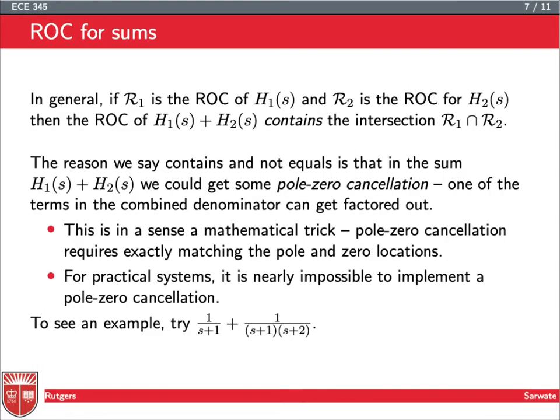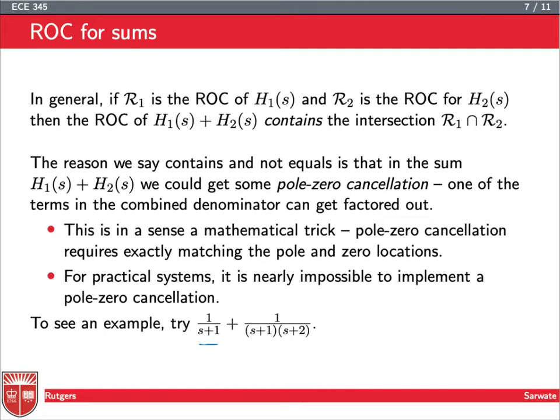In general, of course, if we have two Laplace transforms H1 and H2 with different regions of convergence R1 and R2, then the summation is going to contain the intersection of R1 and R2. Most often we're going to see that it's actually equal to the intersection, and the reason that we say that in general it's only going to contain the intersection is because you could have this magical thing happen, where one term cancels the pole in another term.